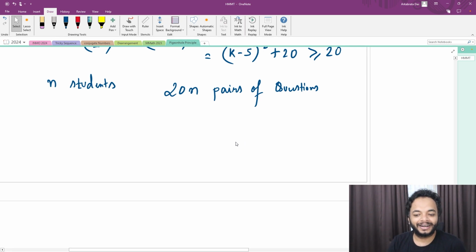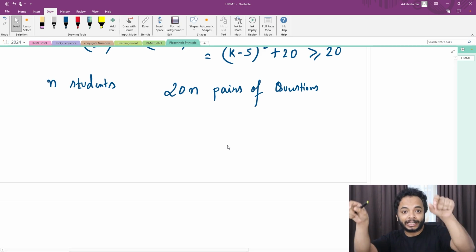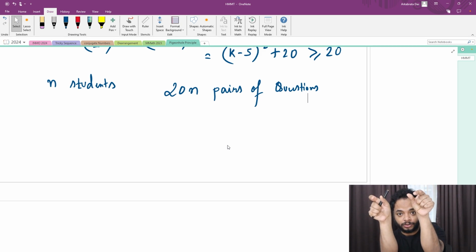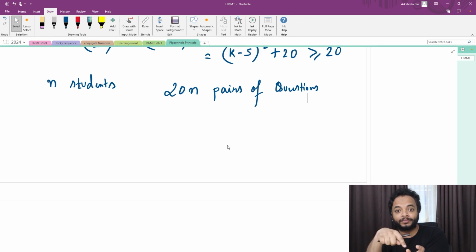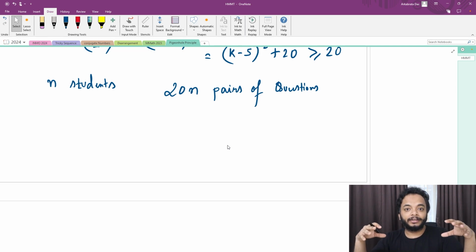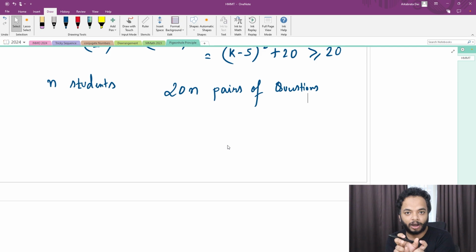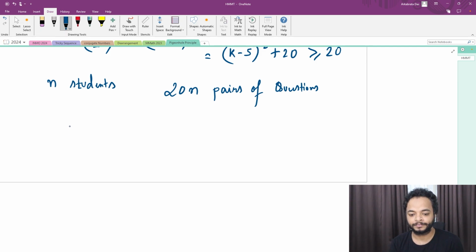Okay, so now try to understand that, as I said, these 20n pairs may not be distinct, because it might be that student 1 and student 2 have answered the same pair correctly. Okay, so those pairs are also there. So now what I want is to distribute these 20n pairs in a manner such that, let me explain, how many total number of pairs can I have?